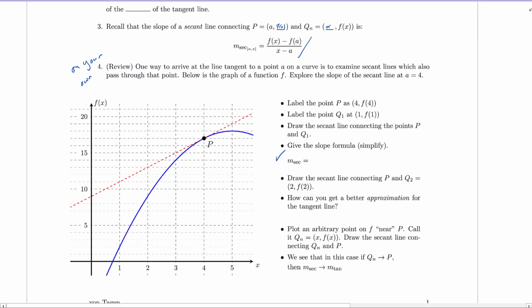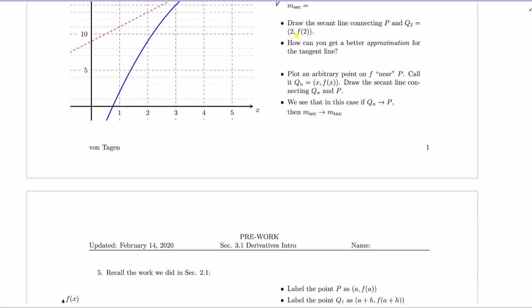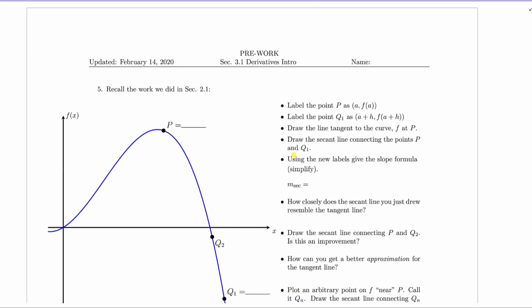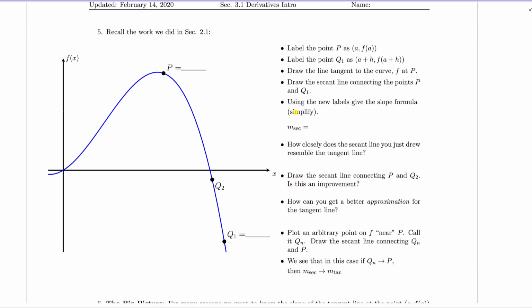Okay, so let's move on to the next page. And although, again, we did this in section 2.1, I'd like to go ahead and do this work with you. So the first thing we're asked to do here is to label the point P, which is some fixed point. That's kind of the important. That's why we're using the letter A as opposed to a variable H like we do down here.